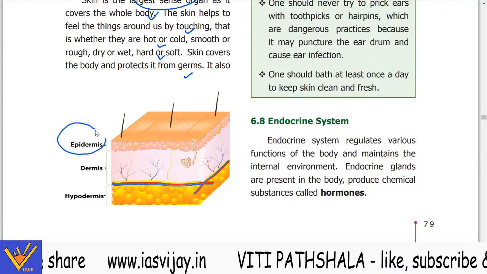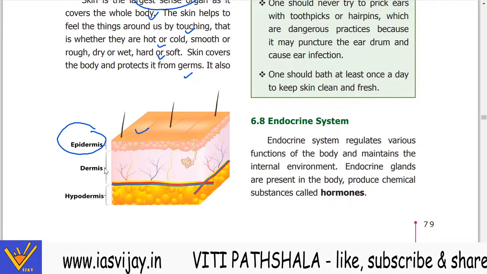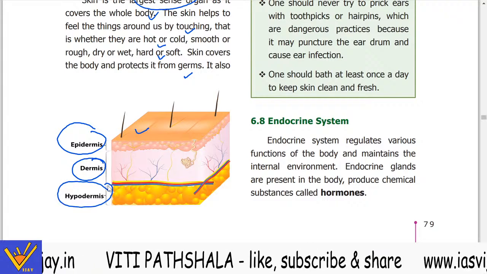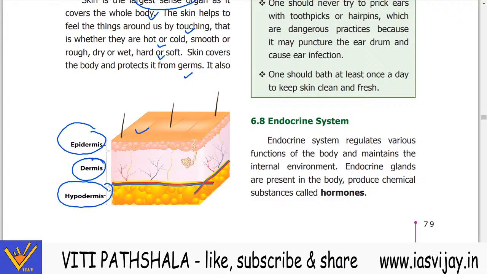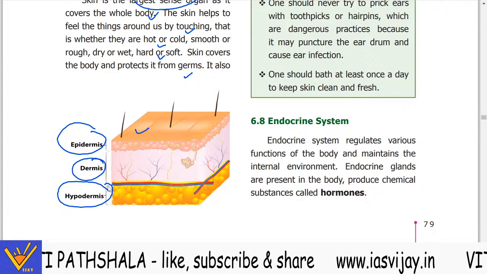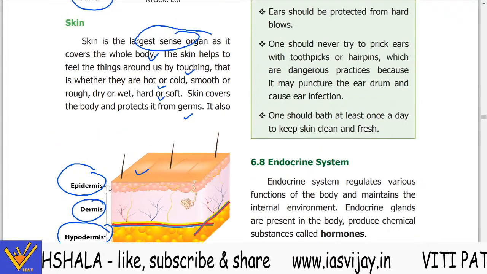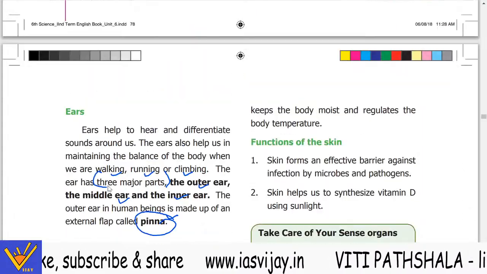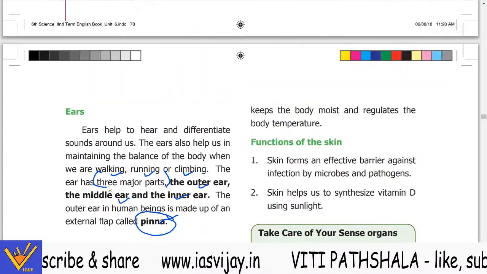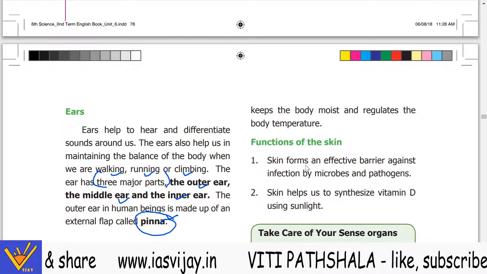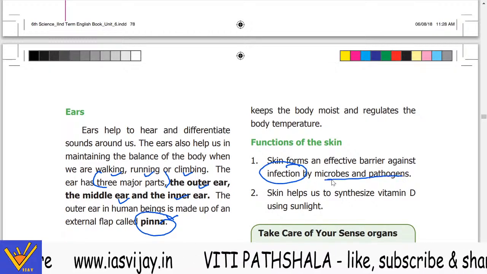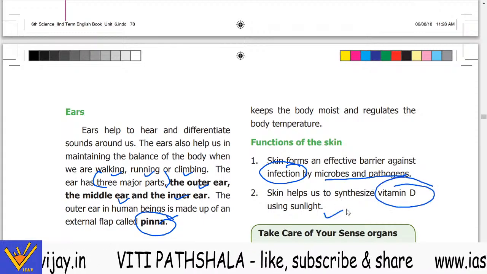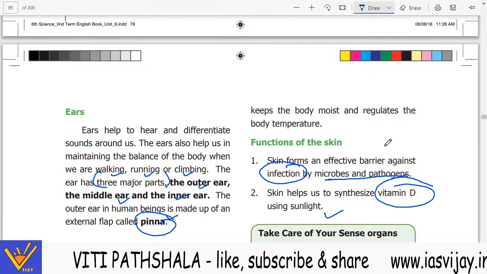Now epidermis, the upper layer is the epidermis, and then the lower is the dermis, and the hypodermis is the lowest layer of the skin. Now in between the dermis and the hypodermis you will find the veins and the arteries. Then the function of the skin: it forms an effective barrier against the infections by the microbes and the pathogens. Skin helps us to synthesize vitamin D using the sunlight.